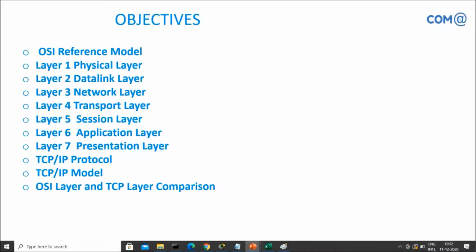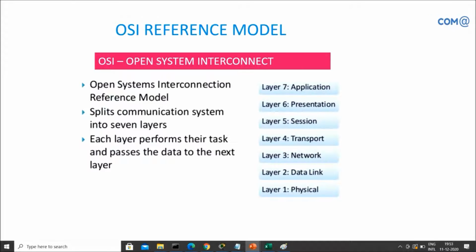So today we are going to discuss the OSI Reference Model. We have 7 layers available in the OSI Reference Model, as well as we are going to see the comparison of OSI with the TCP/IP model. OSI is Open System Interconnect.